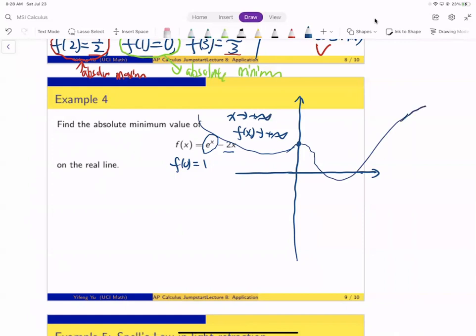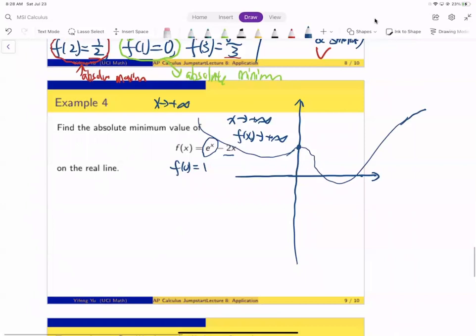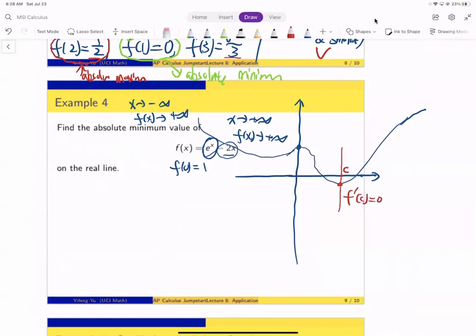When x goes to negative infinity, f(x) also goes to plus infinity, because this one will just go to 0, but this goes to infinity. Anyway, so we know the absolute minimum has to appear at some point here, and all you need to do is calculate the derivative and set it equal to 0. Let's see how many solutions we have. Step 1, I find the critical number.